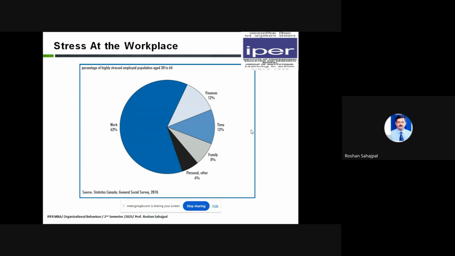So if you see this pie chart, it gives you the sources of stress, right? And this is from a General Social Survey which was done in 2010, and the statistics is from Canada. So see, a person is stressed, or the source of his stress is 62% work, and then time and finances are equal to 12%. So the major source of stress is the work or the organization for an employee.